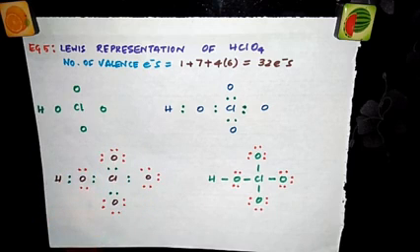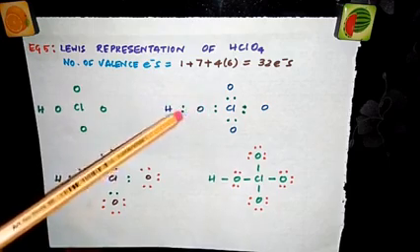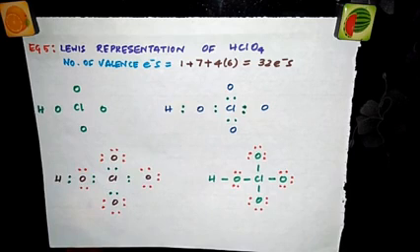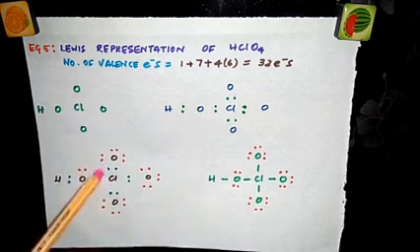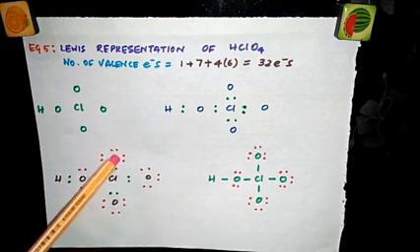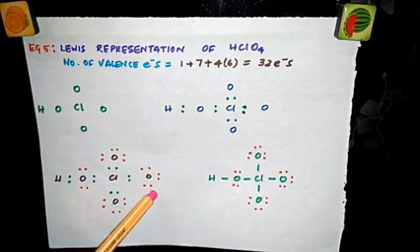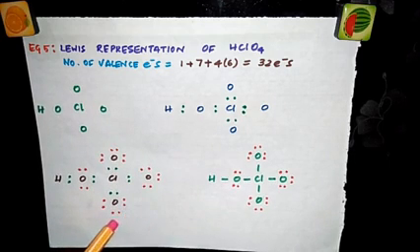We have 4 oxygens, so check for octet. Already for this oxygen we have 1, 2, 3, 4. So put 4 more electrons to complete the octet. So 1, 2, 3, 4. Already 4 were there, so totally 8 electrons. And for this oxygen, already a pair is there, so put 6 more electrons. Here also 6 more electrons to complete the octet, and here also 6 more electrons. So now the octet is complete for oxygen, and the doublet is completed for hydrogen.